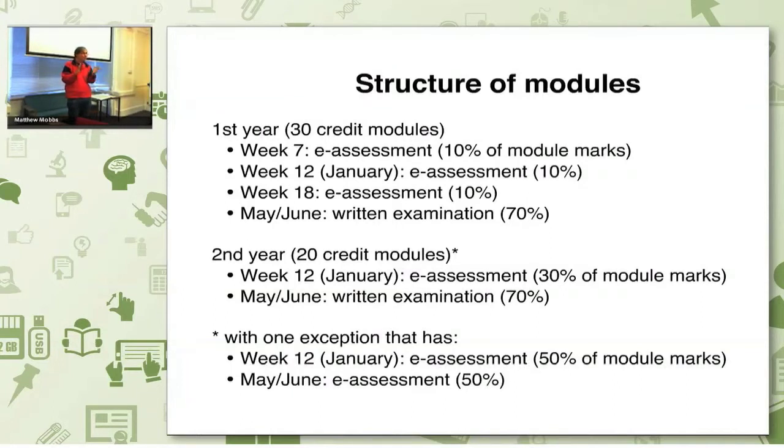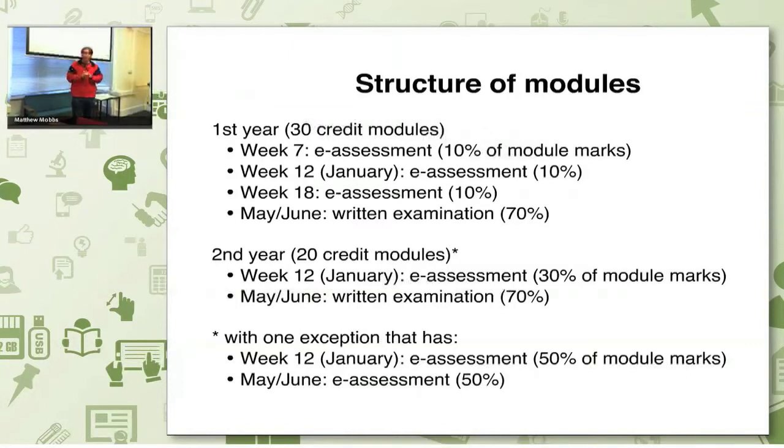So 10% was the level that we arrived at, which basically gave the students a good incentive to take it seriously, but didn't leave them in a situation where they couldn't recover if they'd done very badly. So we have 1 in week 7, we have 1 in week 12 in the normal January exam period, and 1 in week 18, so all worth 10% of the module. And then in the normal May-June exam period, we also have, at the end of all of this, a traditional written examination, which is worth 70%.